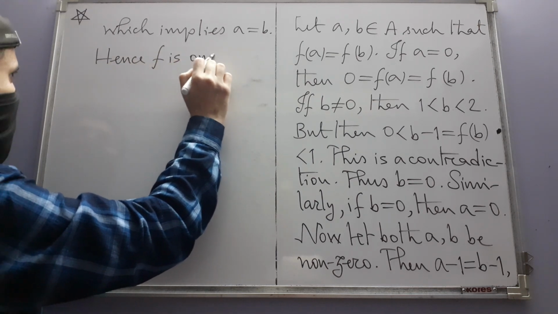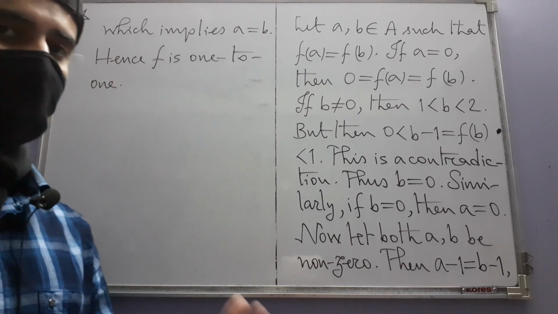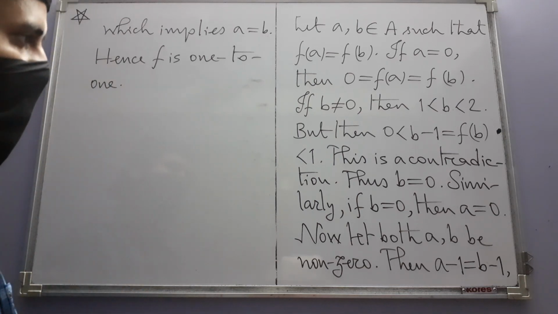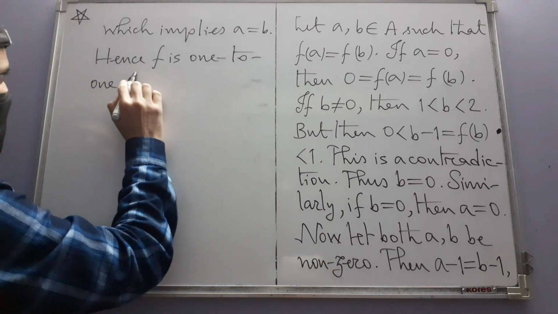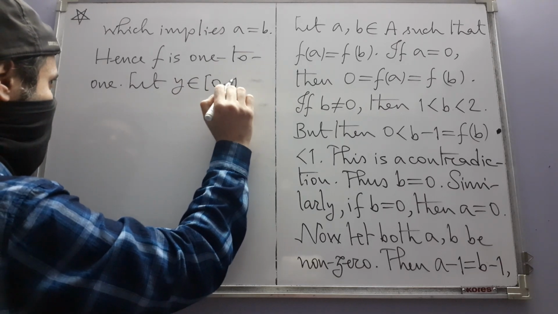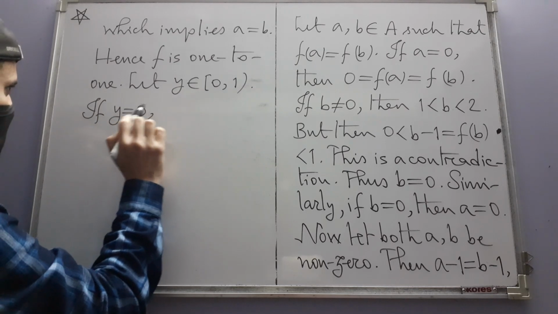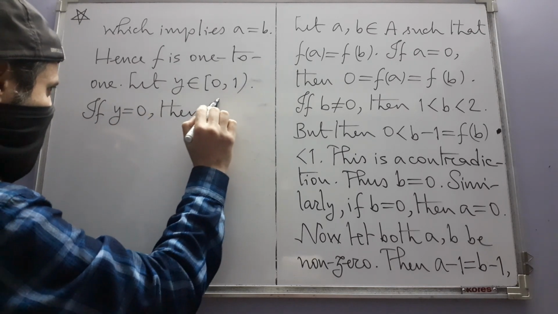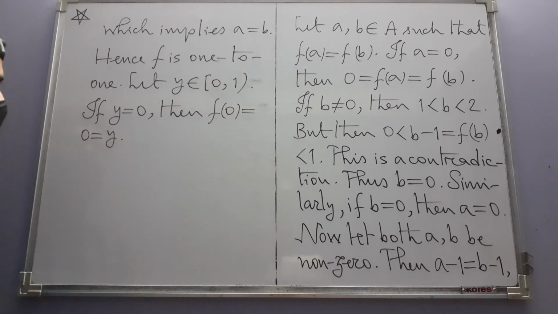f is 1 to 1. Next comes ontoness. For ontoness, we take any element in the second set, the closed open interval [0, 1). Let y belong to [0, 1). If y is equal to 0, then f of 0 is y. So we get a pre-image or inverse image for y if y is 0.